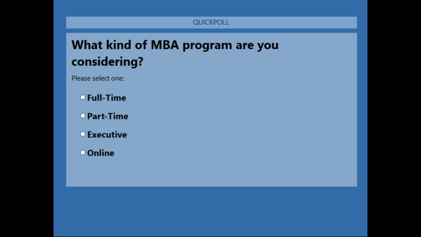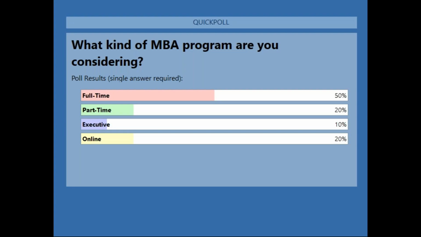So we know that there's lots of different types of programs out there. It looks like about half of the crew is looking at full-time, with about 1/4 at part-time, and then a balance between executive and online. So that's great. Looking at lots of different programs. We'll make sure we talk about each type as we're going through.